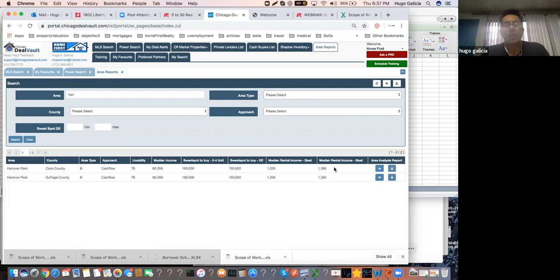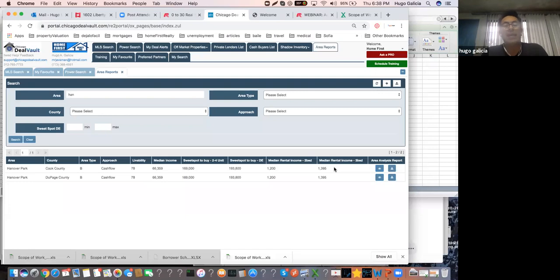So think about this, 111,000. 1% of that should be the rent that you need to collect. So we should be collecting 1,100. In this case, the median rental income in Hanover Park for a 3-bedroom, guess what, is greater than 1,100. So to me, boom, I like that, right? Because I might be able to collect, let's say, $1,400.